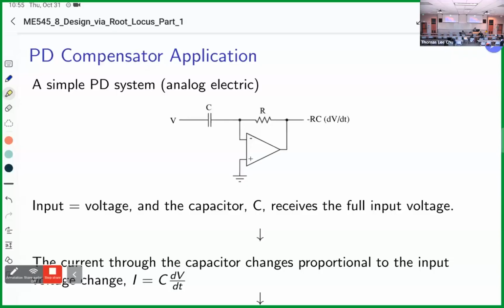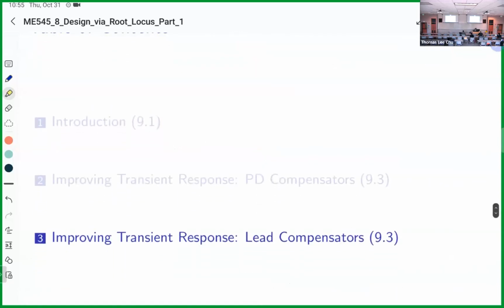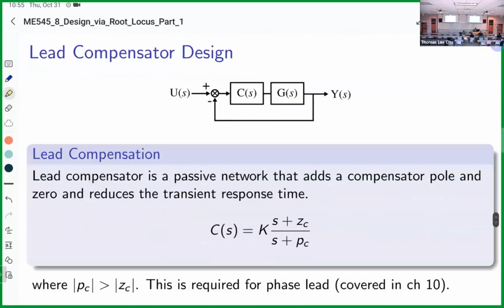All right, so that's a PD controller. Now we're going to go to lead compensators, and lead compensators basically do what lead controllers do, but they're simpler to use but harder to calculate. So a lead compensator is a passive network, meaning it doesn't need electricity, that adds a compensator pole and zero and reduces the transient response time.